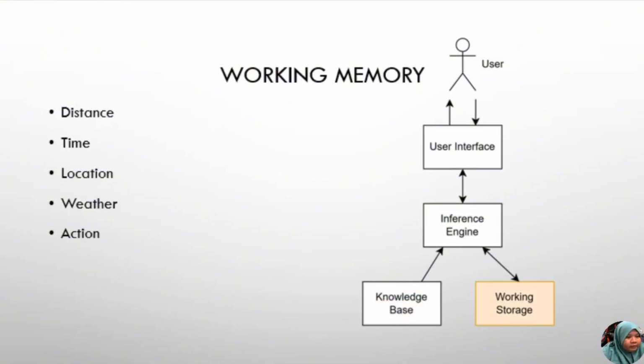Working memory. This is the visual of the working memory. Meaning that the knowledge base and working memory interact with the inference engine. Inside the working memory, also known as the working storage, are distance, time, location, weather, and action. These are all the key elements.